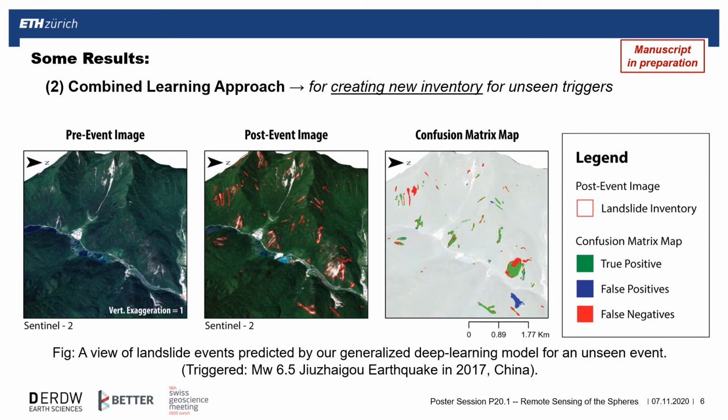However, this approach cannot be used for a truly automatic mapping of landslides which are triggered by future events, as we do not yet have training inventory for them. To address this problem, we also developed a combined learning approach which is effective when mapping landslides for events which are not yet seen by our convolutional neural network.